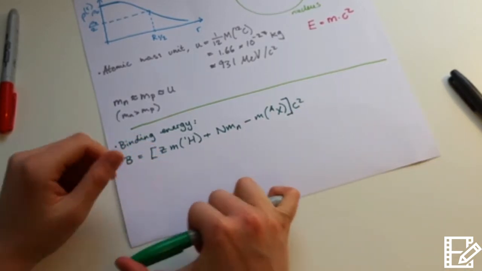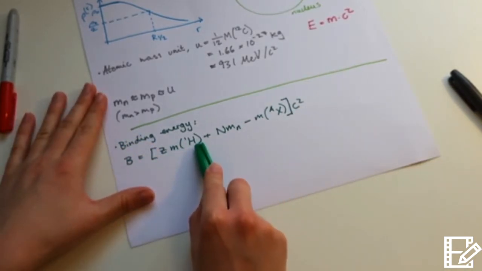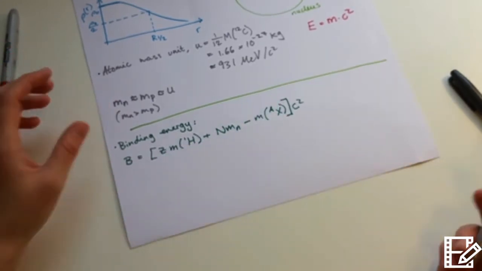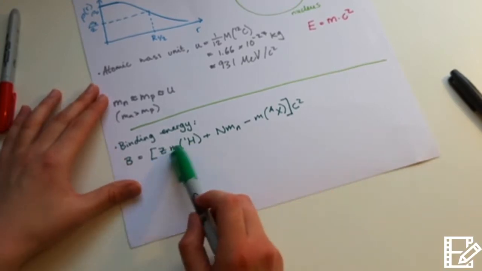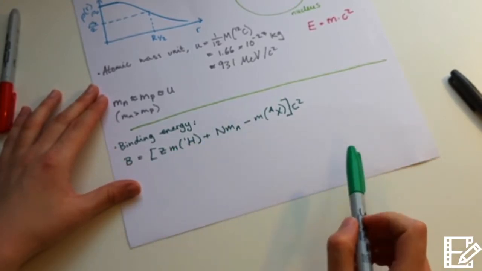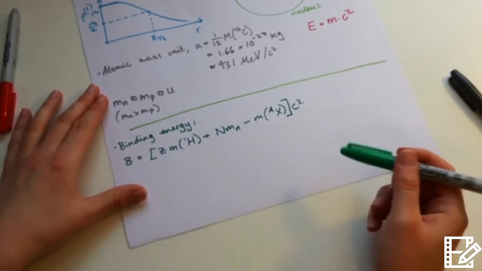And just a comment about this: these are atomic masses. The reason we use this is because that's what we measure in daily life. We don't measure just the value of the nucleus itself, we usually measure atomic masses, so that's what we generally use.